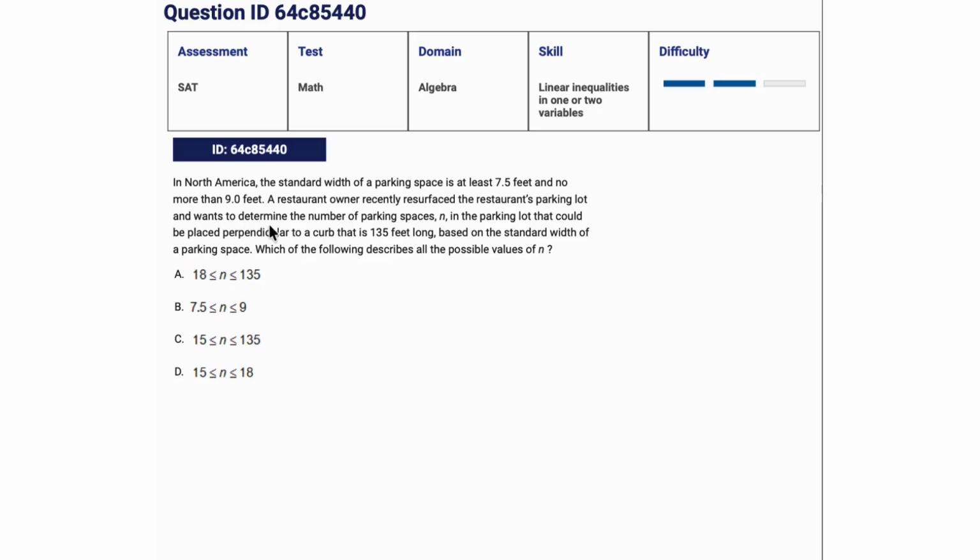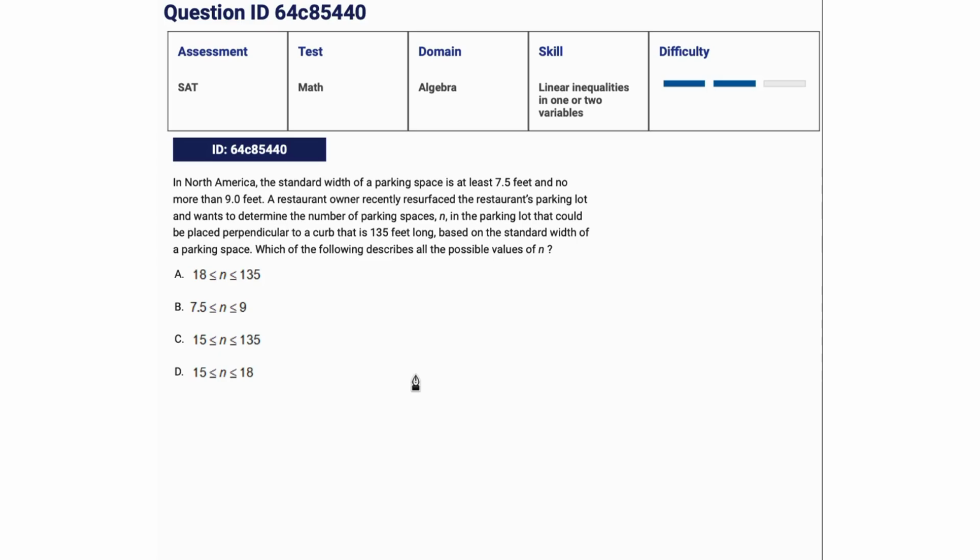In North America, the standard width of a parking space is at least 7.5 feet and no more than 9 feet. A restaurant owner recently resurfaced the restaurant's parking lot and wants to determine the number of parking spaces N in the parking lot that could be placed perpendicular to a curb that is 135 feet long, based on the standard width of a parking space. Which of the following describes all the possible values of N?